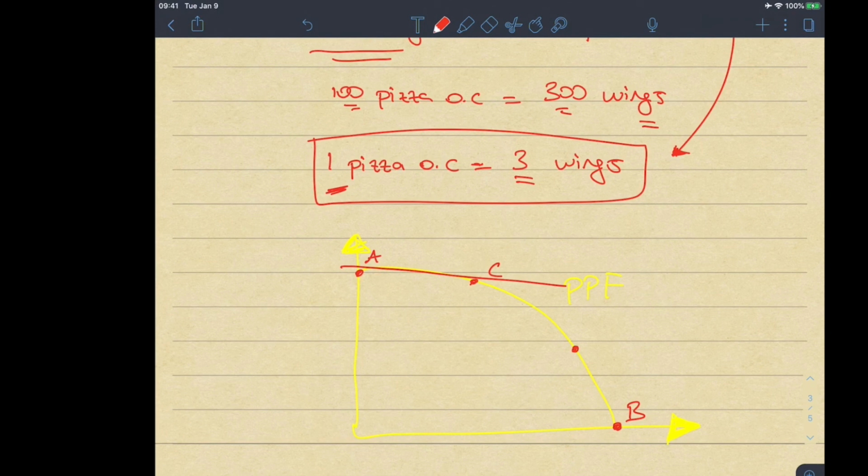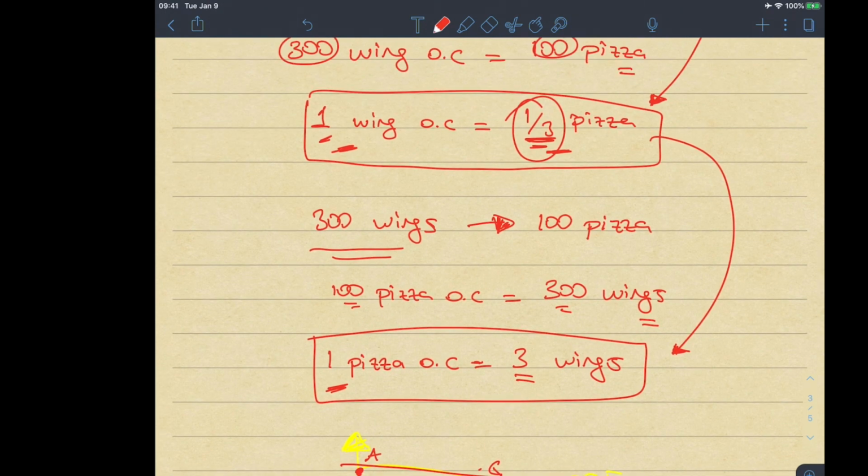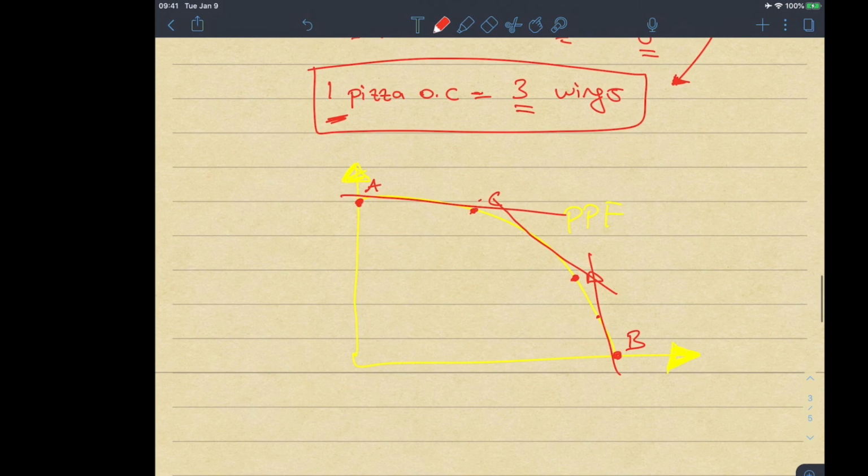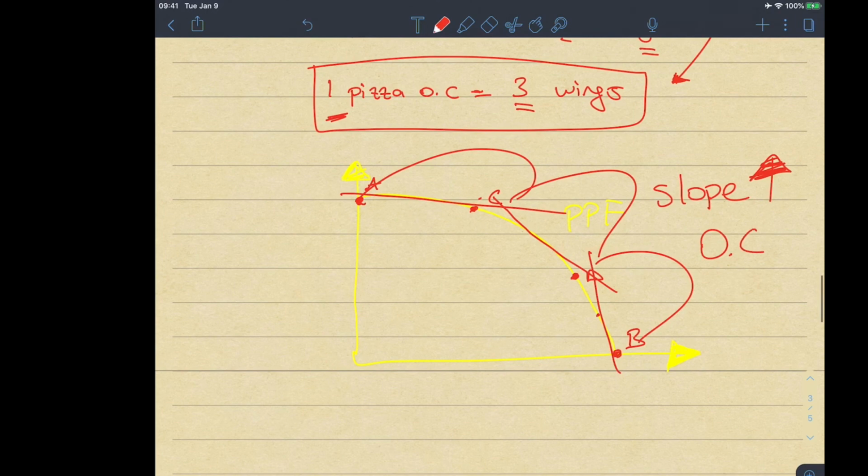If we move from point C to D, the tangent will be here. As you can see, the slope is increasing. If you move from point D to B, the tangent will be around here. So basically, when you move from point A to C to D to B, the slope is increasing. Remember, in the previous example with a constant slope production possibilities frontier, we related the slope with the opportunity cost. We are going to do the same thing here, and since the slope is increasing as we move from C to D to B, the opportunity cost will increase.